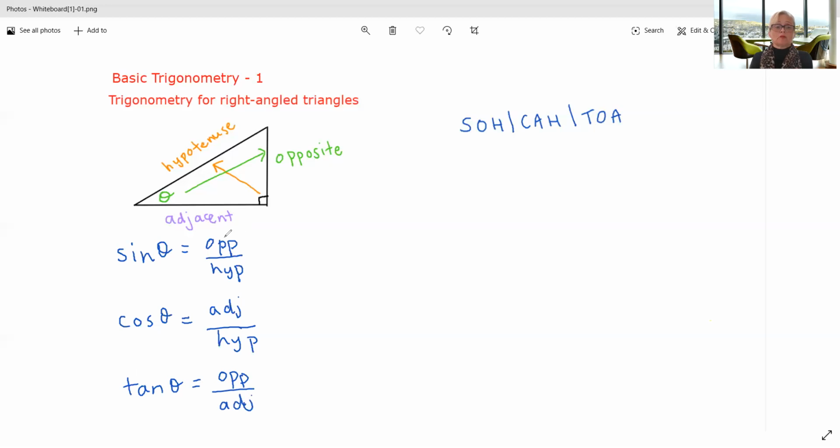Now, I've abbreviated there instead of writing the full words. Please don't abbreviate opposite to O because it's then very likely to get mixed up with 0. So probably using a 3-letter abbreviation is better than just using the 1-letter abbreviation.